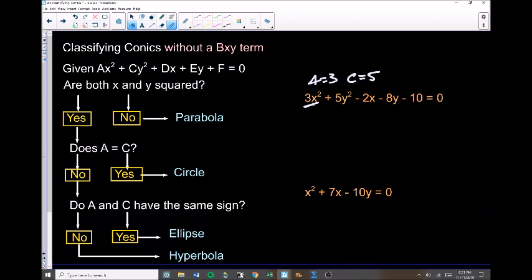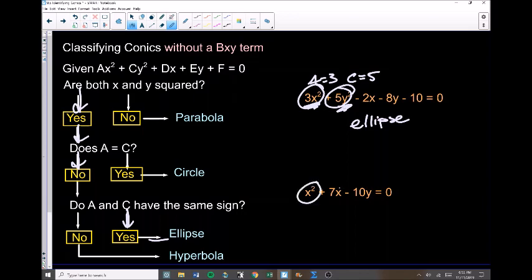Are both x and y squared? Yes. So I keep going. Does a equal c? 3 does not equal 5. No. So I keep going. Do a and c have the same sign? Yes. A and c are both positive, so I'm here. This is an ellipse. If it was like 3x squared minus 5y squared, it'd be a hyperbola, but it wasn't, so it's not.